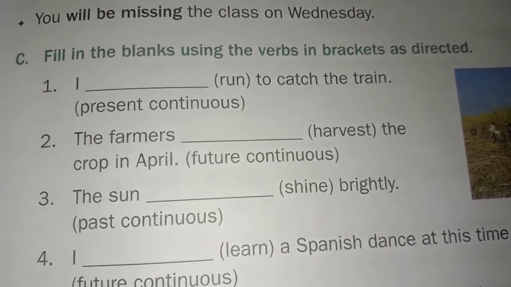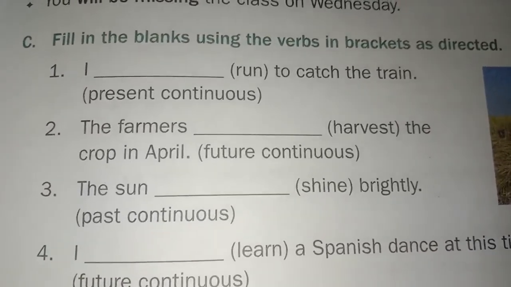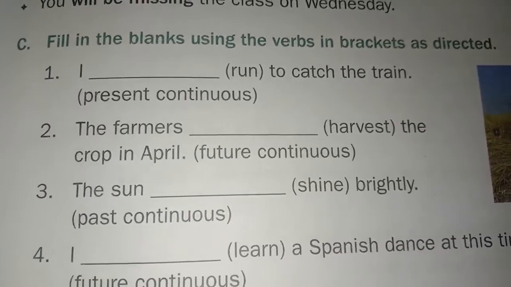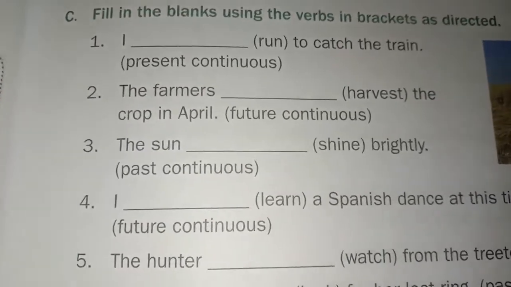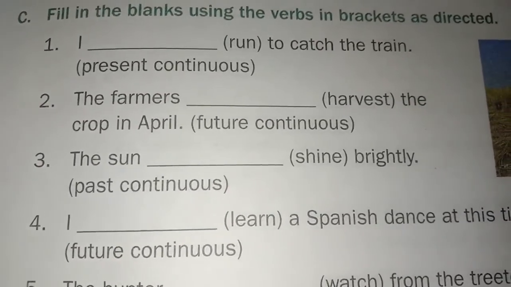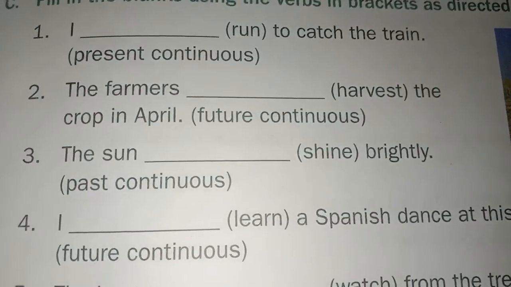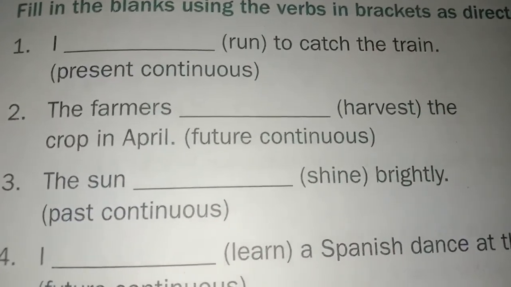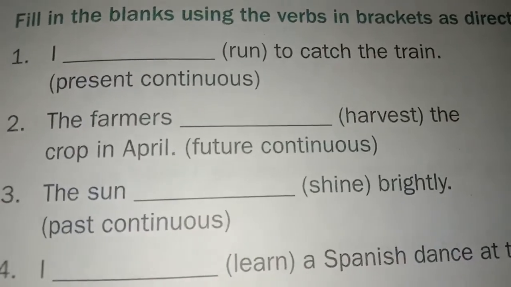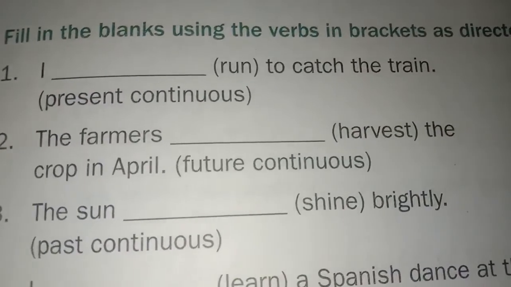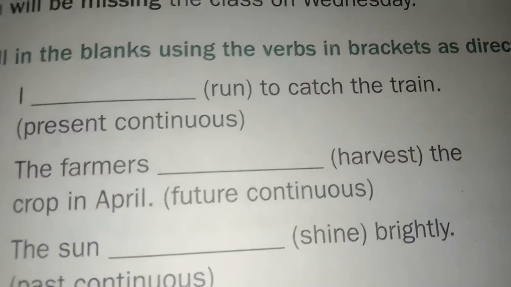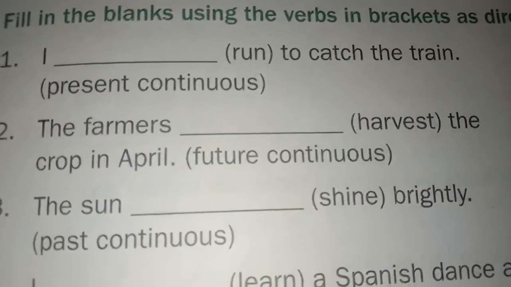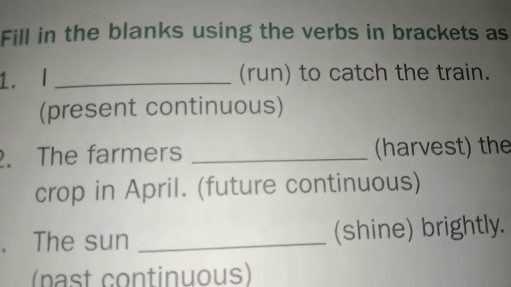Yes, children, present continuous. What will you use? I'm running to catch the train. You will write, I'm running to catch the train. Because it is in the present continuous, you can't use was or were. You should use am, is, are. When I comes, you should write am only. We can't use any other helping verb.